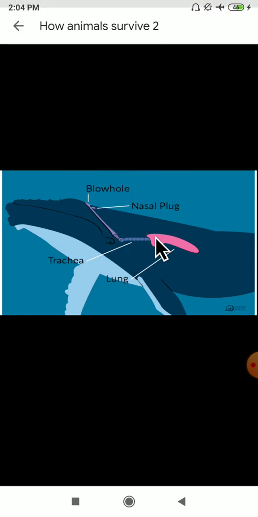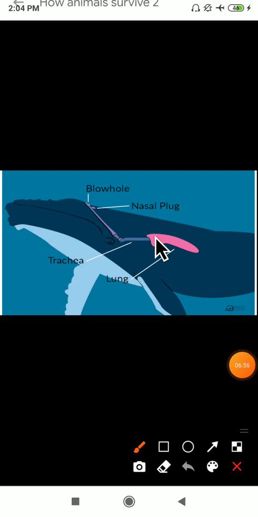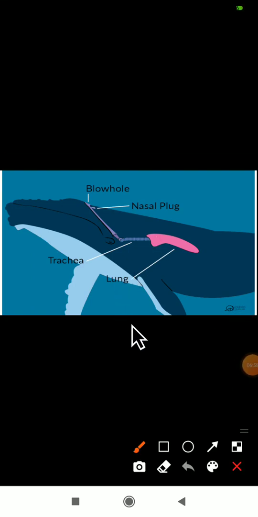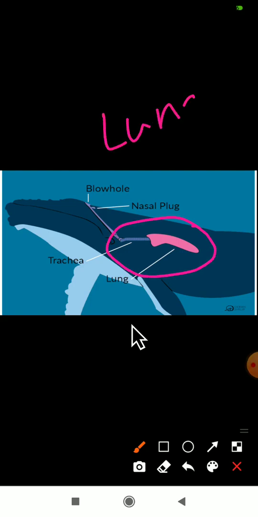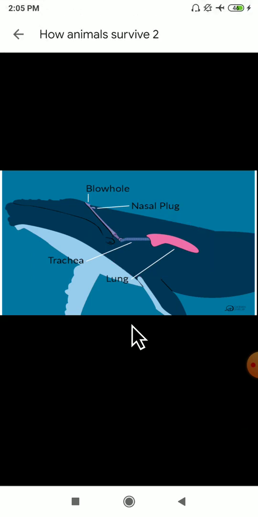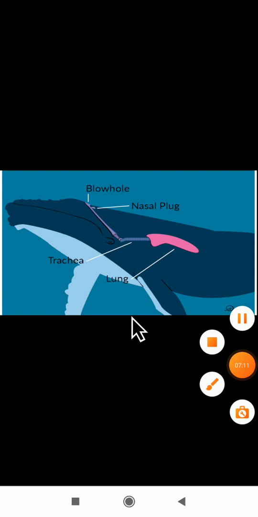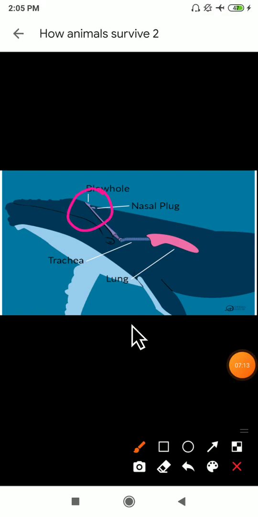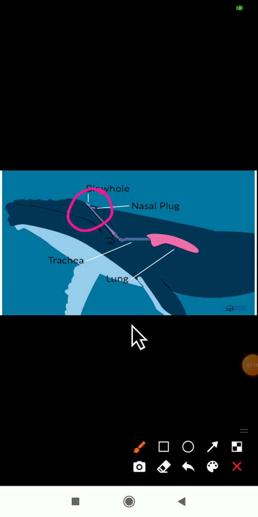Yes, as I have told, they have lungs here. It is a whale animal and it is developed with lungs. With the help of the lungs, the dolphin will breathe. And it has a blowhole. Why does it have a blowhole? Because to take the oxygen inside. With the help of this blowhole, it will take the oxygen inside and it is sent to the lungs here.